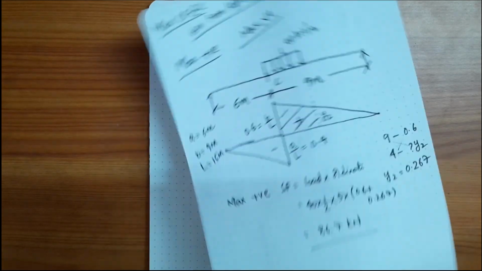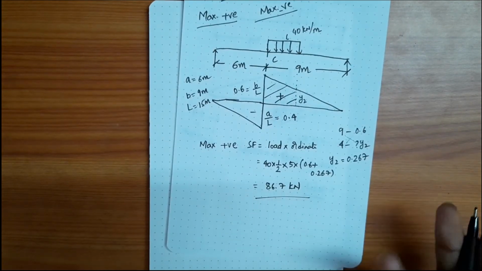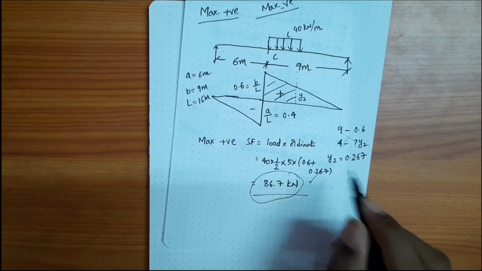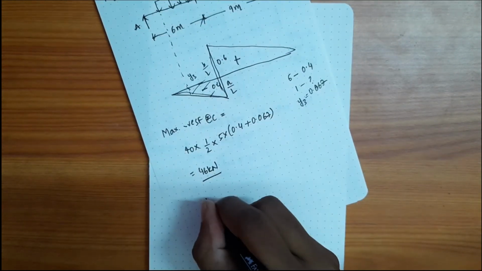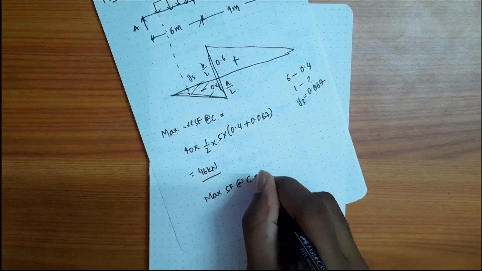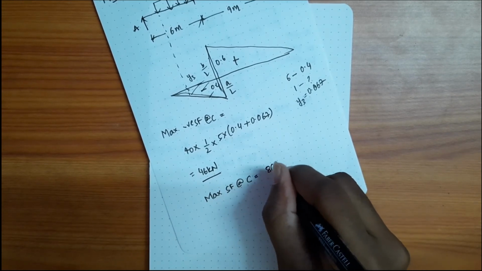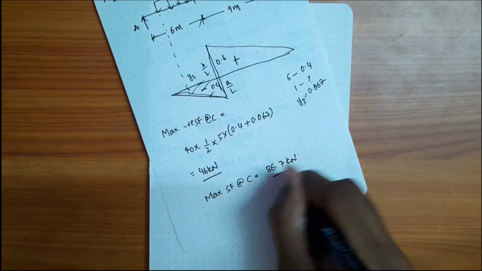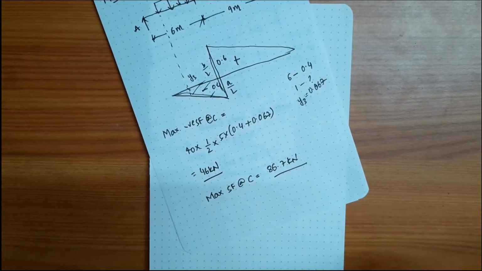So between this 46 and this 86.7, which is maximum? This is maximum. So the maximum shear force at C is equal to 86.7 kilonewton. This is how you are going to calculate the maximum shear force at a section.